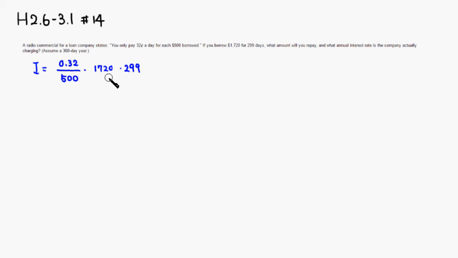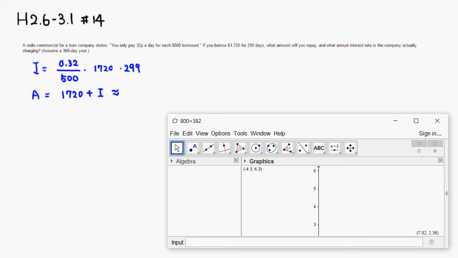Then if you want the repaying amount, A is going to be, of course, the borrowed amount, 1,720 plus interest I. So let's try to find that. Alright, I'm gonna bring the GeoGebra up. Let's find the interest first.